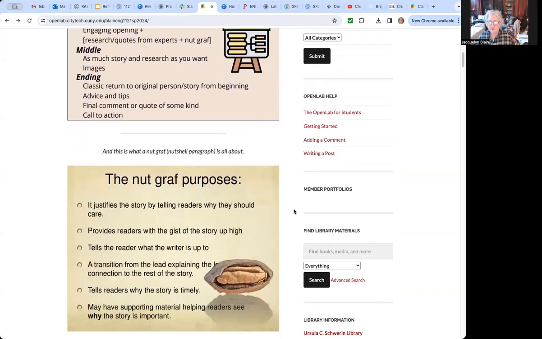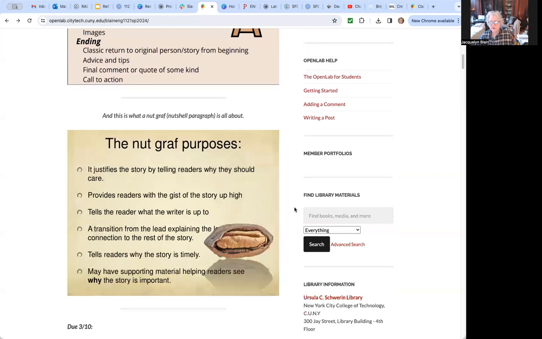So what the heck is a nut graph? Well, a nut graph is also called a nutshell paragraph, and it sort of tells us in a nutshell, in a little package of one paragraph, what's important about the story, why we should care, why it's important now, basically what we're gonna be looking at. If you think about things like theme or thesis, it could give us that. But really, it just essentially tells us what's coming next, right?